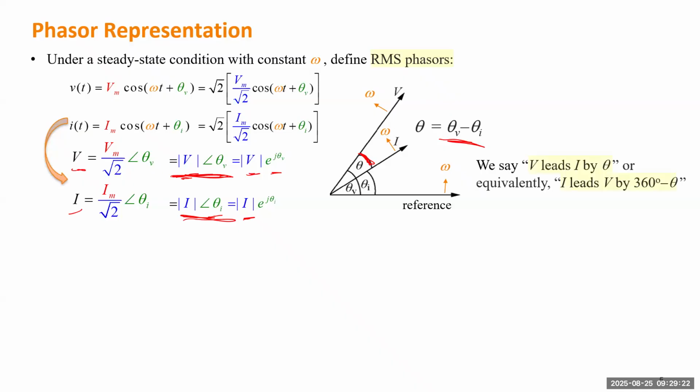In such a case, we say the voltage phasor is leading the current phasor by theta. Or you can say the current phasor is leading the voltage phasor by 360 degrees minus theta. Either way is fine, because you can treat it as voltage ahead of current, or current ahead of voltage by 360 degrees minus theta.